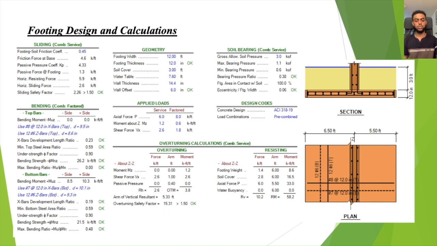For the footing design and calculation, the design parameters were established considering the soil bearing capacity, the geometry of the footing, and the load applied. I have observed the ACI 318-19 design code to ensure all our calculations meet industry standards for safety and reliability. The footing width and thickness have been optimized to balance the soil cover and water table level, providing a strong foundation that maintains stability against overturning and sliding force.